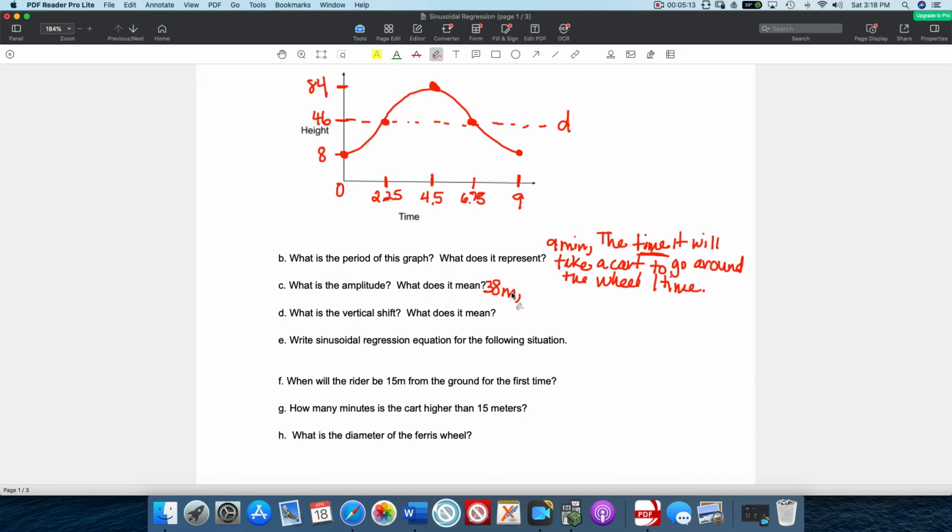Well, what does this mean? Well, here's the middle of our graph. From the middle of our graph, the height varies by 38 meters. And that word varies is important here. So basically, this is the variation in height a cart is from the average height.